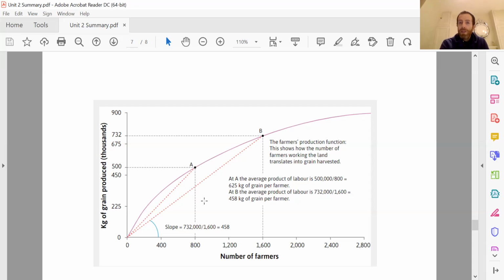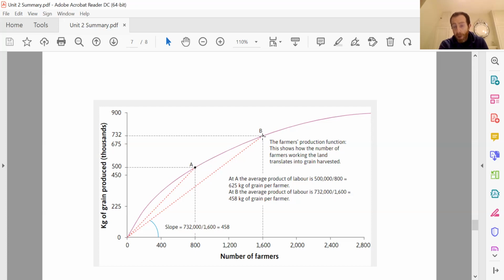But here, the diminishing average product is the important thing. And we can actually see just by a couple of calculations that this is the case. So if we look at point A, where 500,000 kilograms of grain are being produced, and that's being done by 800 farmers, the average product of labor, the average amount of grain produced per farmer, is 500,000 divided by 800, and we see it's 625 kilograms of grain per farmer.